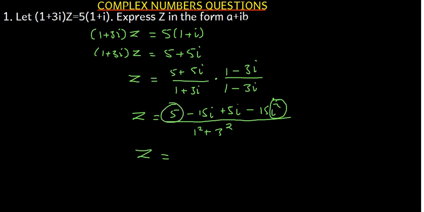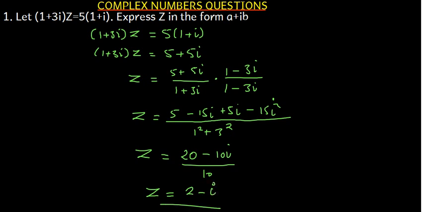Positive 15 can be added to a 5, and that is going to give us a 20. Then negative 15i plus 5i will give a negative 10i, divided by 3 squared is a 9, 1 squared is a 1, so 9 plus 1 is a 10. So therefore z is 10 into 20 is a 2, 10 into negative 10i is an i. So z is 2 − i in the form a + ib.